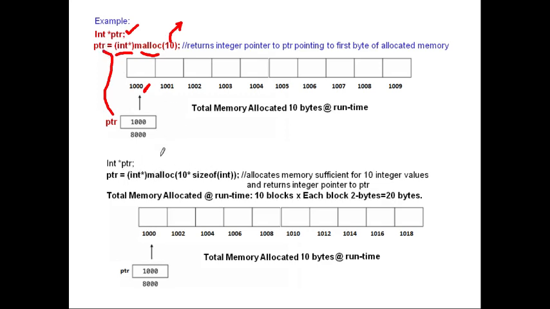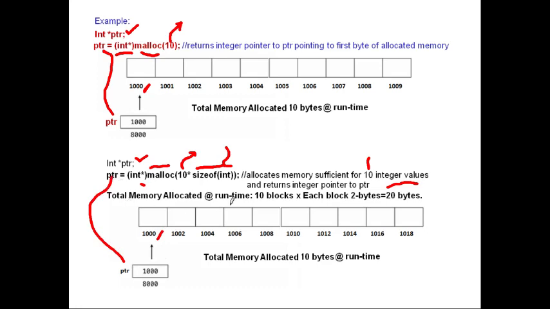Let us see one more example. We have declared a pointer variable, and here ptr equals this is the type of the data, and a total of 10 memory locations we require for our program, and the size of each memory location is 2 bytes. Therefore 10 into 2 bytes, a total of 20 bytes of memory will be allocated, and the first block memory address will be stored in the ptr variable.